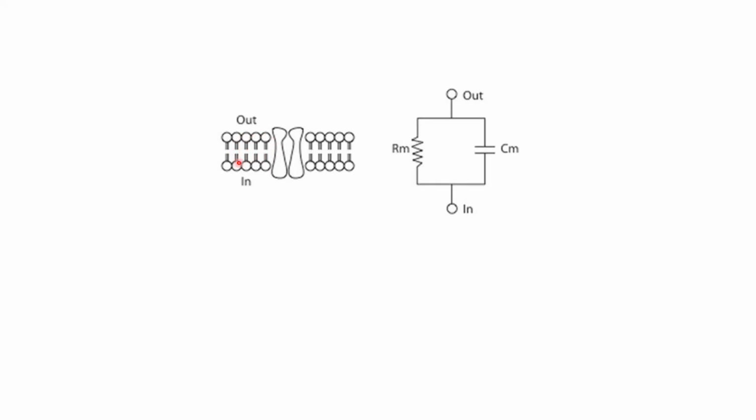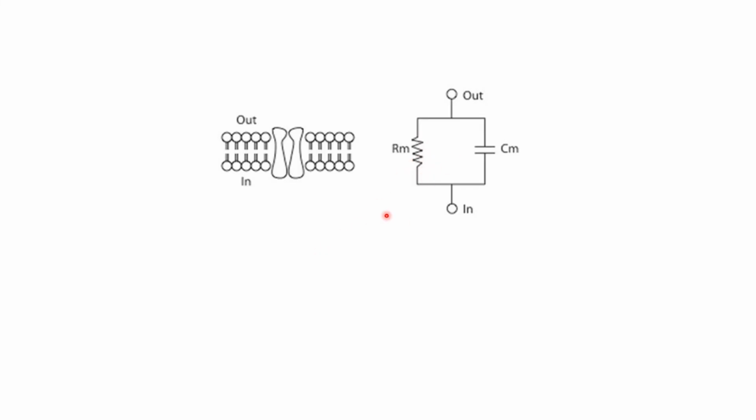And because this capacitor is in parallel to ion channels which function like resistors or conductors, we can update our electrical diagram of the neuronal membrane by adding capacitance. So this capacitance is in parallel to the resistance of the ion channels.